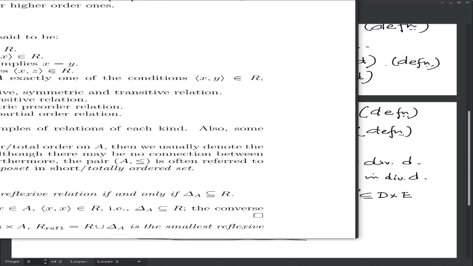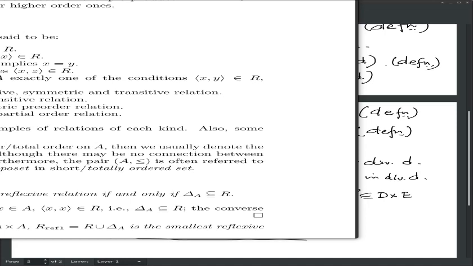You take any two numbers, say 4 and 5. 4 is less than 5, but 4 is not equal to 5 and 5 is not less than 4. So take any two numbers, exactly one of these conditions holds: either x is less than y, or y is less than x, or x is equal to y. So there are exactly three possibilities.